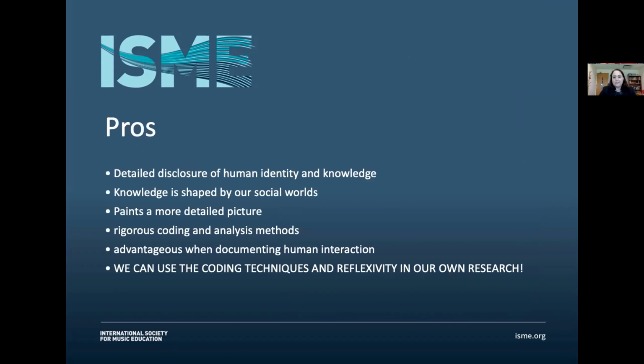So right now I'd like to talk about the pros and cons about using this particular research methodology. The biggest pro that I feel personally from my own research practices is how close you get to the disclosure of human identity and their personal knowledge within our own participants.